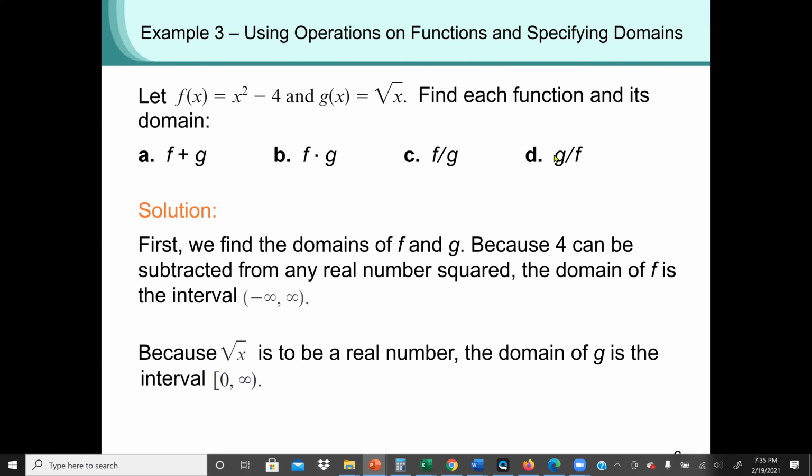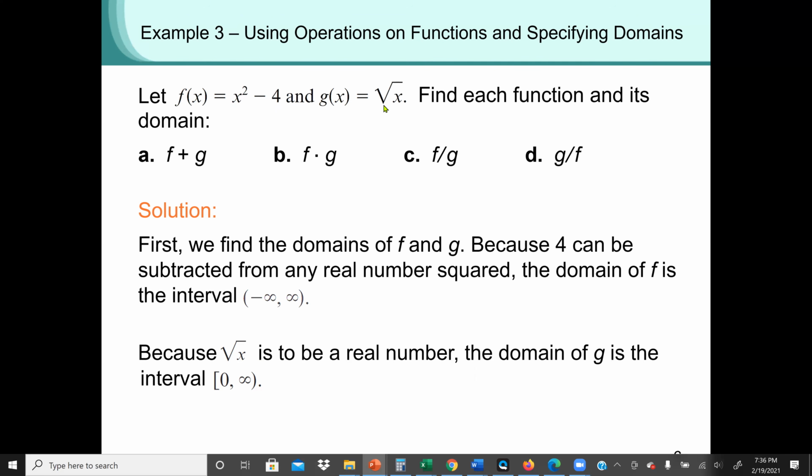So first, we find the domain of f and g. Now, when I look at this function, it's a polynomial. We don't have any square root, and also we don't have any denominator. So the domain of f at x will be any real numbers from negative infinity to positive infinity.